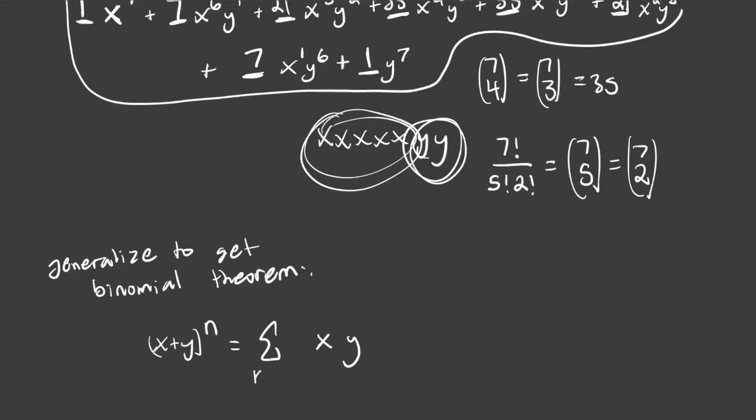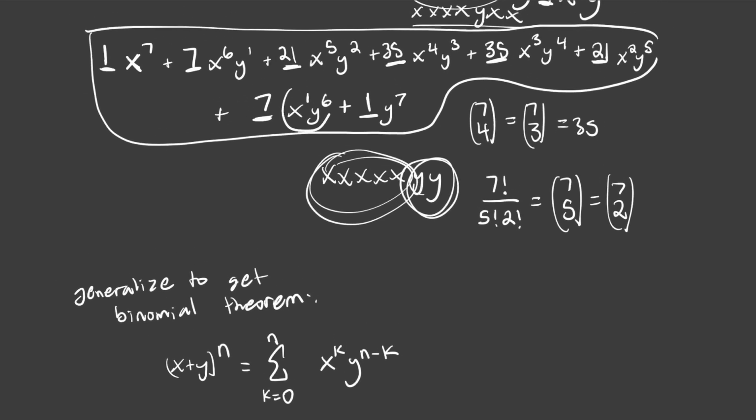So we can have k. Let's have k be our iterator. It can start at 0, raise x to the k, and y to the n minus k. And k is going to go from 0 to n. These are going to encode all of these terms like we had here when n was 7, all of these. Now let's account for these coefficients. So let me make some space here.